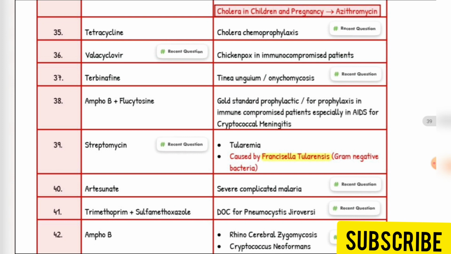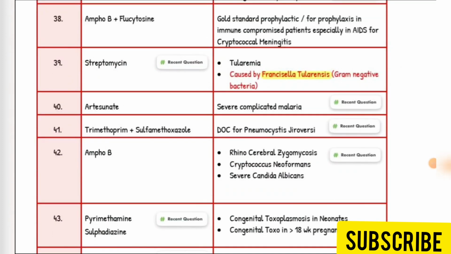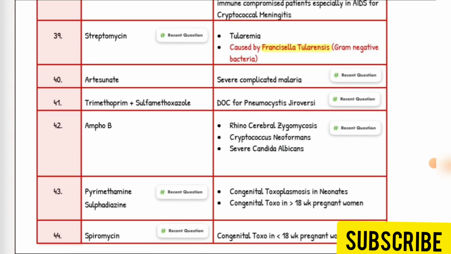Chickenpox in immunocompromised patients, drug of choice valacyclovir. Gold standard for prophylaxis in immunocompromised patients, especially in AIDS for cryptococcal meningitis, drug of choice amphotericin B plus flucytosine. Next one, tularemia, which is caused by Francisella tularensis, a gram-negative bacteria, drug of choice streptomycin. Severe complicated malaria, drug of choice artesunate. Drug of choice for Pneumocystis jirovecii, trimethoprim plus sulfamethoxazole.